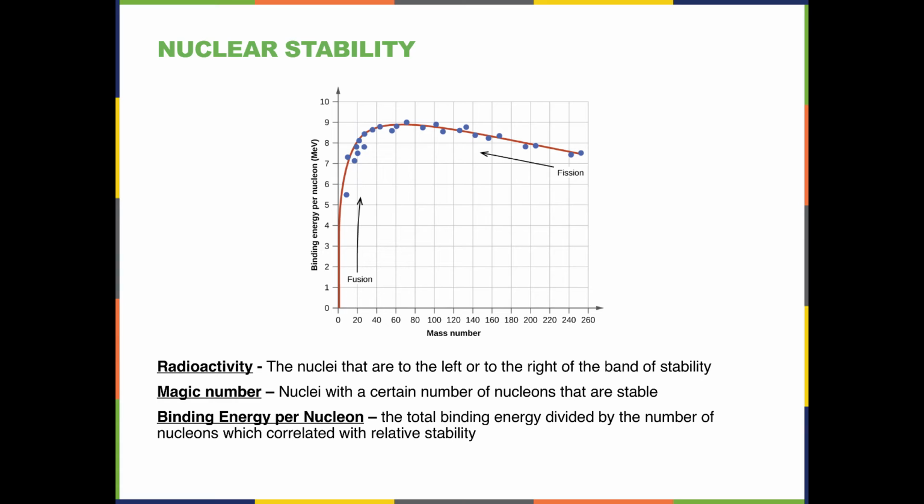The binding energy per nucleon is the total binding energy divided by the number of nucleons. We did that in these previous problems. And this correlates with stability. As the binding energy per nucleon increases toward the maximum point here, stability increases. The binding energy per nucleon is largest for nuclei with a mass number of approximately 56. So that's right in here. The binding energy is the highest.